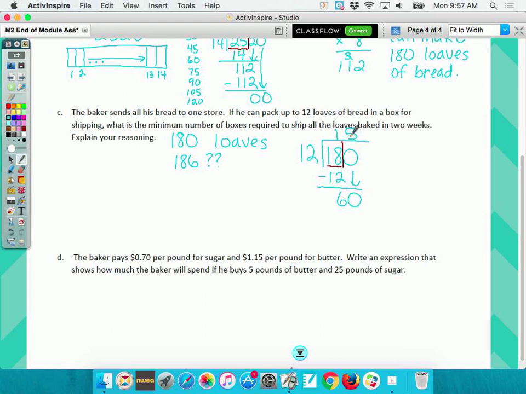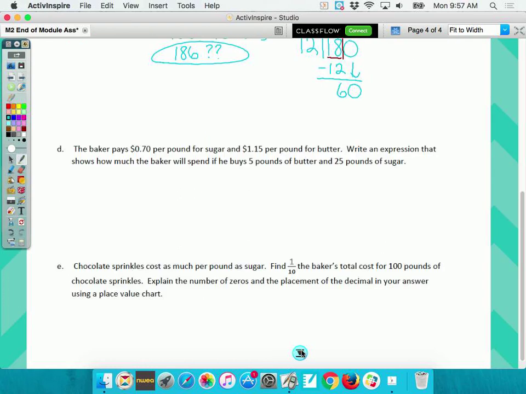So how many boxes do we need? 15 boxes. Now what if, just what if, it was remainder 6? What if I had 186 instead? Because I know this is going to happen on the test. You're going to have a remainder. Do I need another box for those extra 6 loaves? No. Yeah, I do. So if you end up getting a remainder on your test, you're going to have to up it by 1 box. See what I'm saying? Because you can just put some packing paper in there, right? For the rest of the space that doesn't fill up with bread. Okay, we're going to keep going. We're going to do these last 2 before you leave.